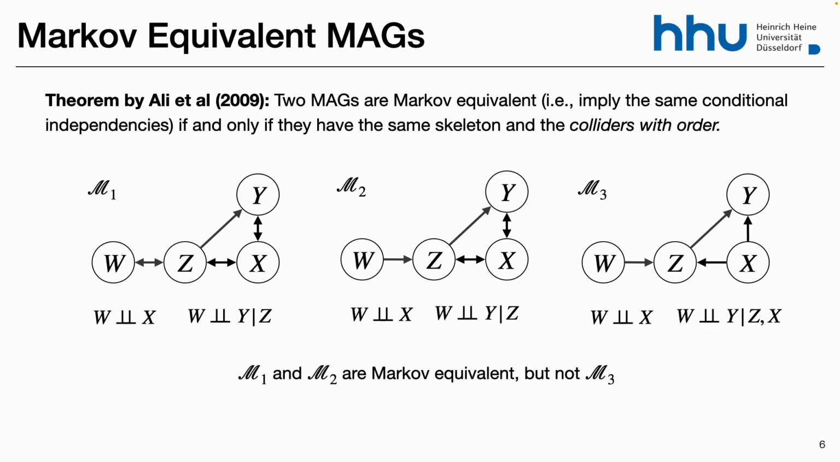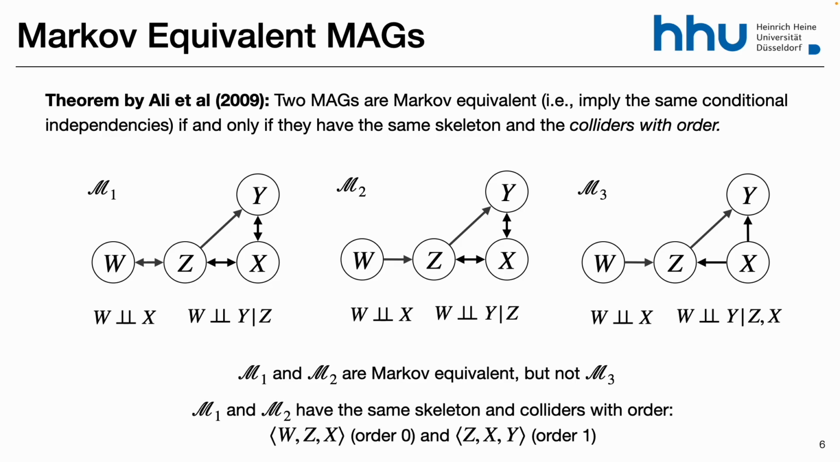If we do this for M3, the skeleton is the same, W, Z, and X is a collider of order 0, but what about Z, X, and Y? It's not a collider of order 0, so the set is different. Is there any other collider with order? No. So it has one collider less than it was supposed to have. So it's a different equivalence class. It's part of another equivalence class, the one that has only Z as a collider with order 0.